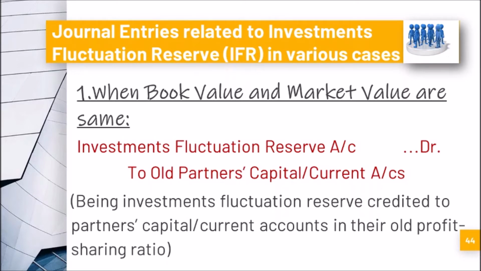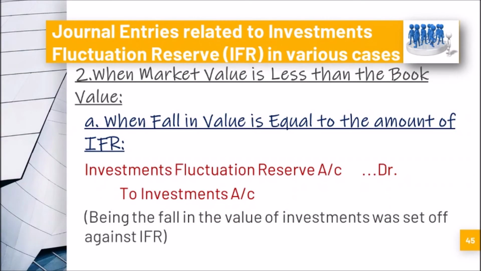Okay, so this is made only for compensating the amount of fall in the value of investment. But when there is no fall in the value, means book value and market value are same, then the entire amount of reserve is distributed among the old partners. Only this is the difference here in comparison to chapter number 4. Being investment fluctuation reserve credited to partners capital or current accounts in their old profit sharing ratio. Understood?